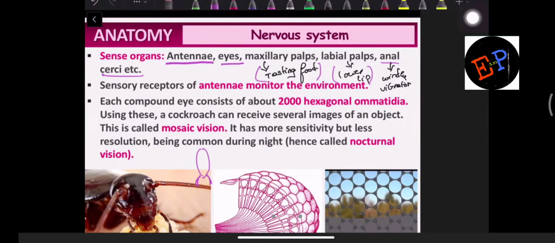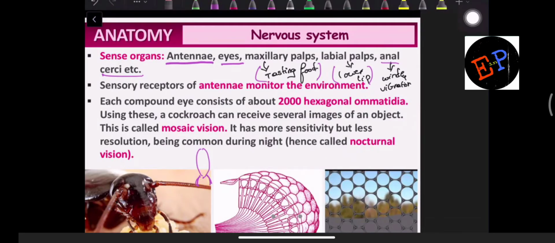So it is wind sensitive and it is vibration sensitive. Already we have studied, no? So it is able to sense the direction of the winds and it is also able to sense the vibrations which are produced in its surroundings. So this is the function of anal cerci. Clear? So these are some of the sense organs which are present in the cockroach. What are the organs? Antennae, eye, maxillary palps, labial palps and anal cerci. These are the regions. Clear, no?